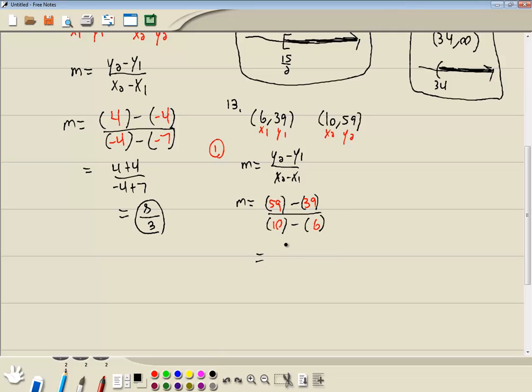Well, 59 minus 39 is 20. 10 minus 6 is 4. And 20 divided by 4 is 5. So that's m. Step 2.